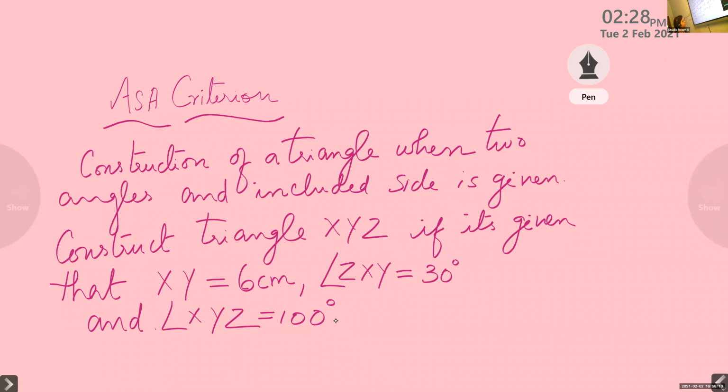We can draw a rough figure first. First, you know which one we have to draw. Only one line is given, isn't it? On that, we have to erect two angles. So first, we will draw the line given. It is XY, 6 centimeters. So we will draw that XY.